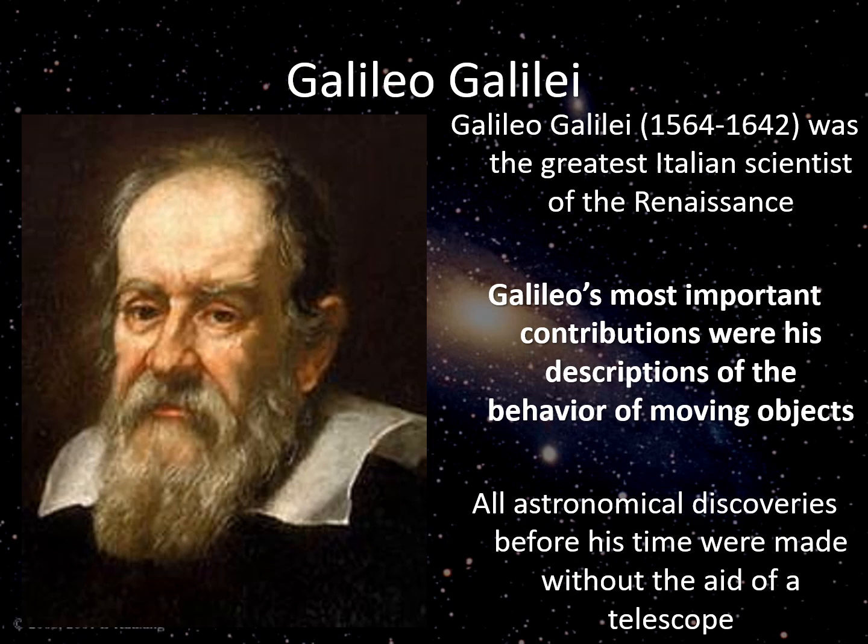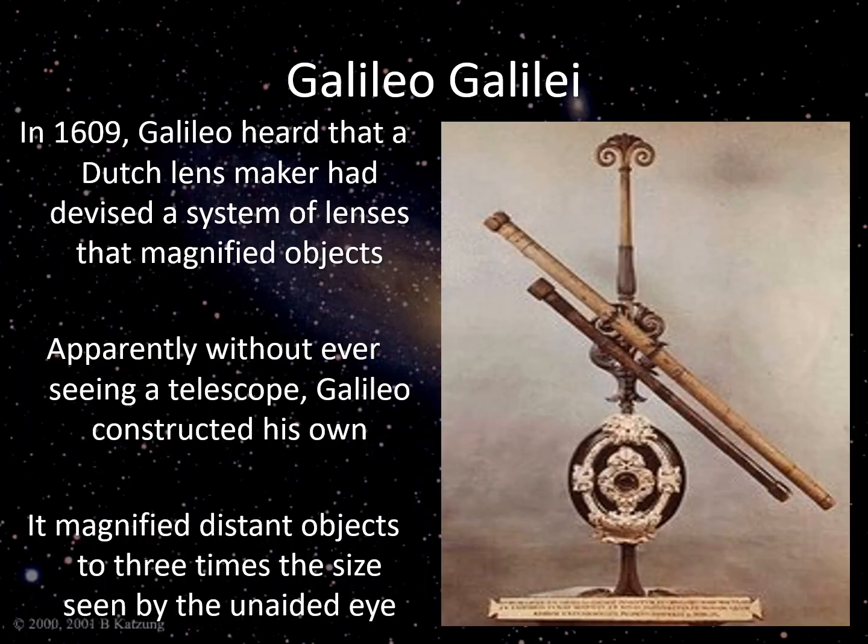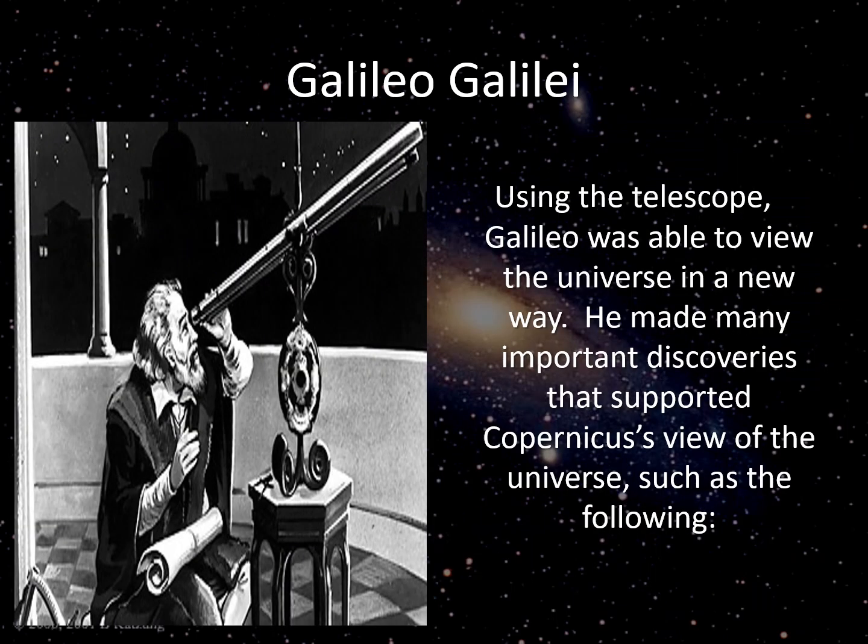Here comes my man Galileo Galilei. He was the greatest Italian scientist of the Renaissance period, and his most important contributions were his descriptions of the behavior of moving objects. All astronomical discoveries before his time were made without the aid of a telescope. And in 1609, Galileo heard that a Dutch lensmaker had devised a system of lenses that magnified objects. Apparently, without ever seeing a telescope, Galileo constructed his own. It magnified distant objects to 3 times the size seen by the unaided eye.